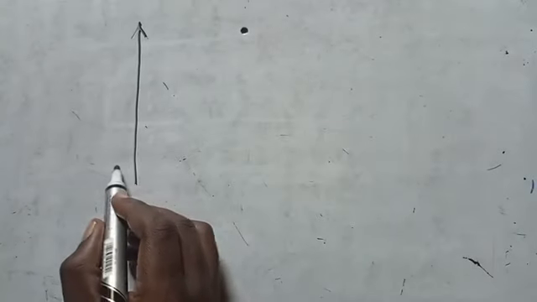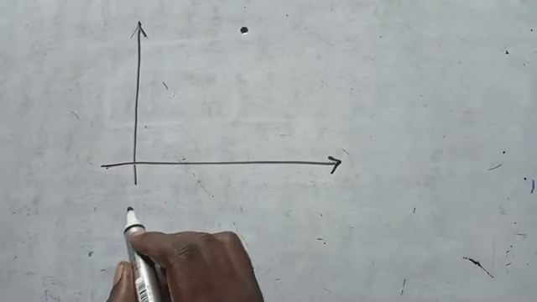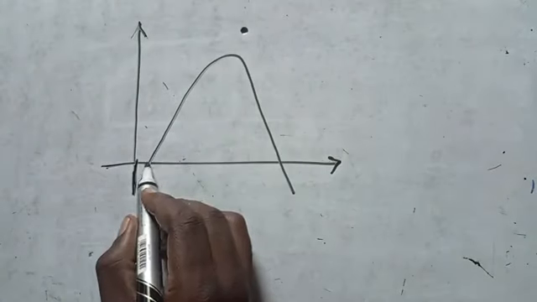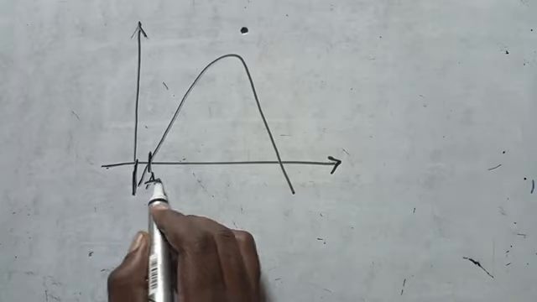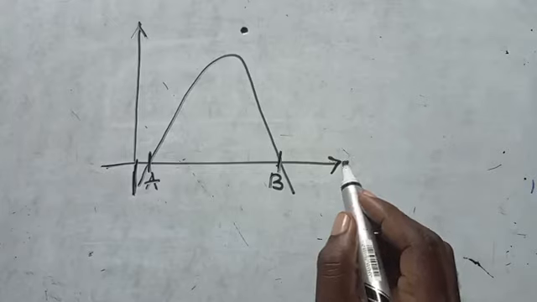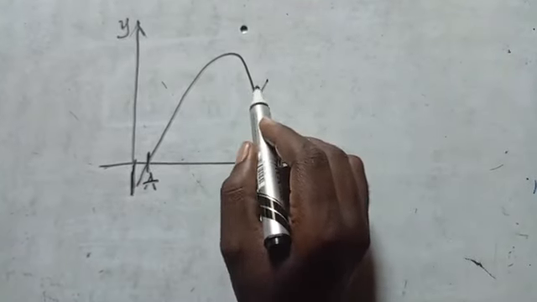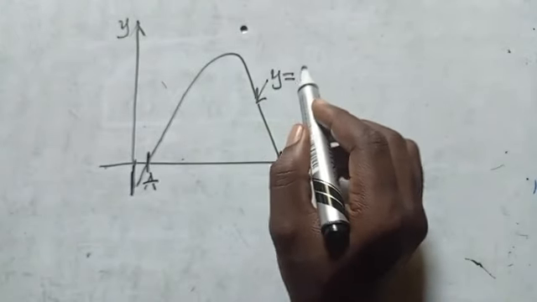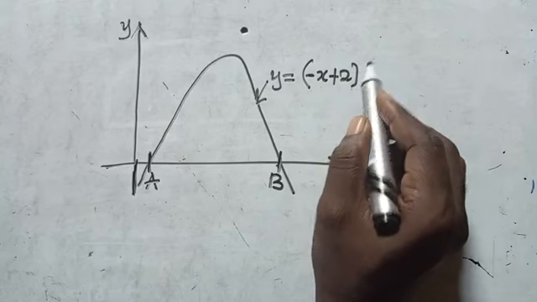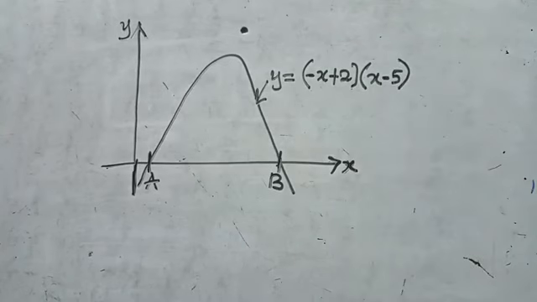This is another question. You are given something like this. There are values there. We've got A. This part we've got B, like this. This is what we are given. You know that is the x-axis. You know that is the y-axis. And you are given an equation. This is y is equal to, open bracket, negative x plus 2, then we've got x minus 5. That is what you are given.